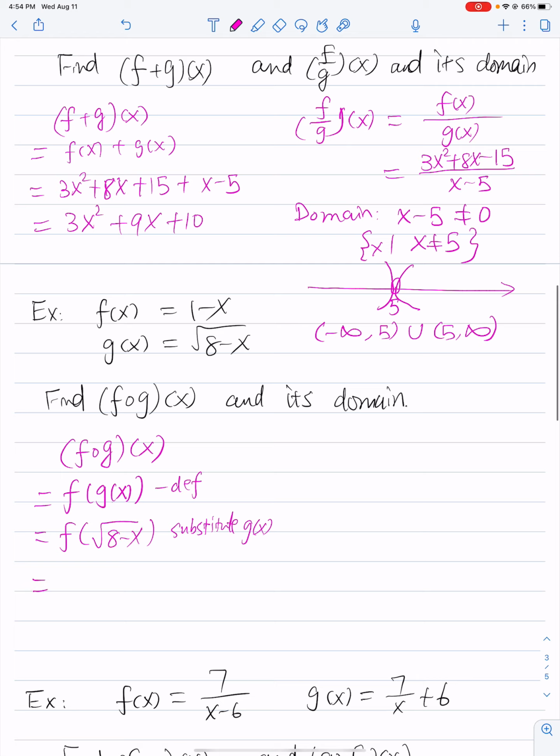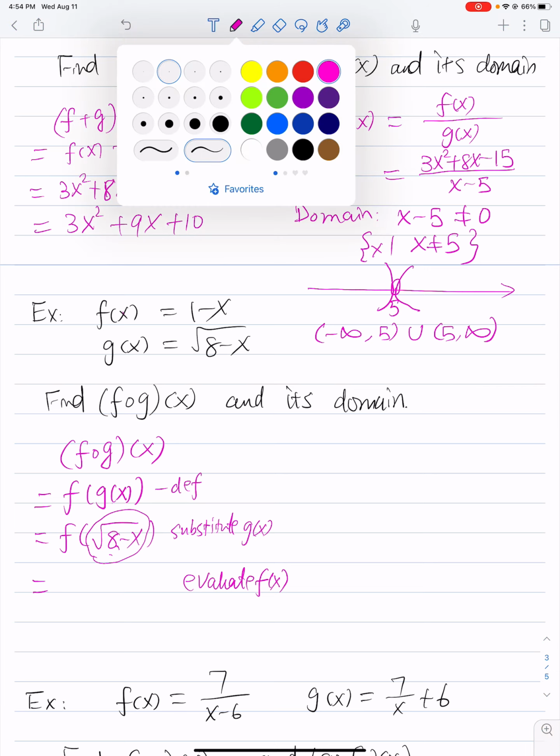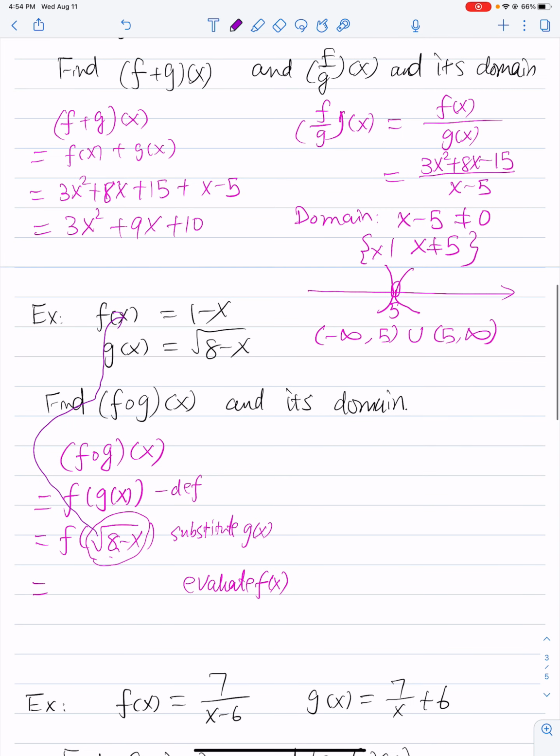And then what will you do? You evaluate f of that. So this is your new x here. You with me? Yeah, so this becomes your x. So what will be f(x)? All the x will be replaced here. So x is the square root of 8 minus x. So it is 1 minus the square root of 8 minus x. Are you okay?